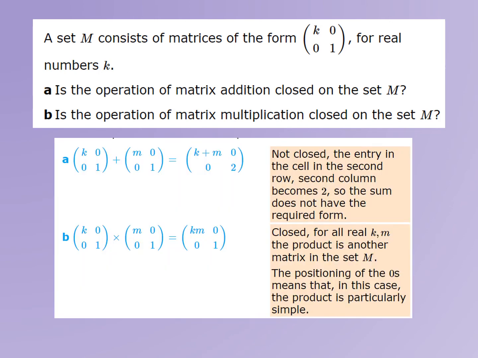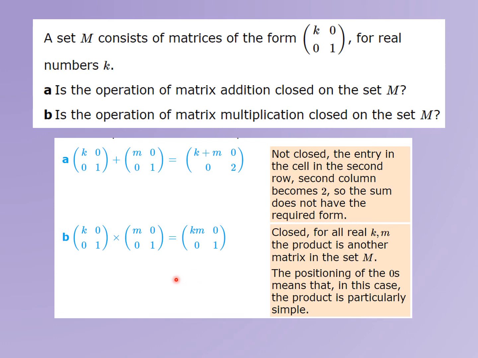So in order to answer part A, we could start by taking 2 general matrices from this set. In this case, we're taking K001 and M001 for 2 different numbers, K and M. And we can see that when we add these together, the matrix that is given as an output is not within the set. It does not follow the form to be in set M because the bottom right element is 2. So the answer is no, matrix addition is not closed on this set.